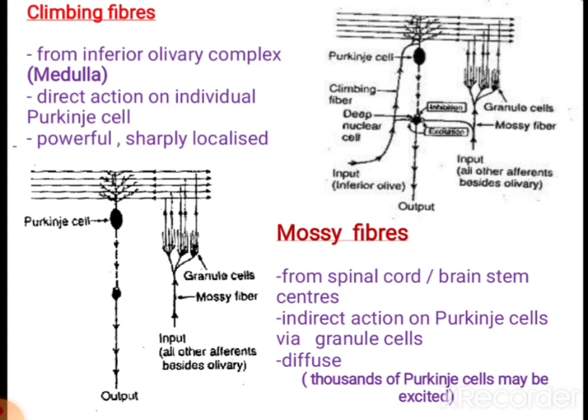Climbing fibers have a direct action on individual Purkinje cells, and these are very powerful, sharply localized fibers. Mossy fibers are the fibers from the spinal cord or brainstem which come to the cerebellum. They have an indirect action on the Purkinje cells through the granule cells. These are diffuse, and thousands of Purkinje cells may be excited.